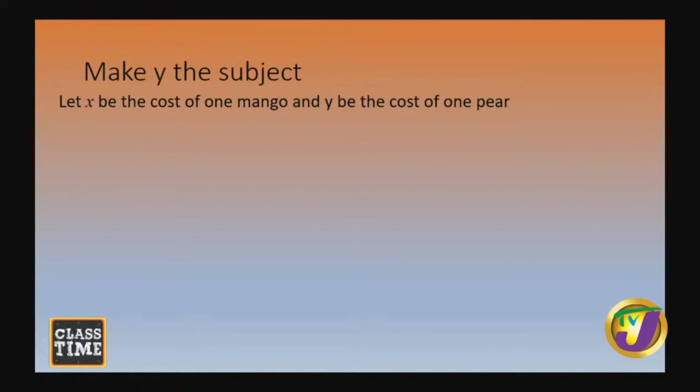Looking at the equation, it's 4 mangoes and 2 pears for $24. So 4x plus 2y equals 24, with x being the cost of 1 mango, so that 24 is the total cost for the 4 mangoes and the 2 pears. And for the next one, it would be 2x plus 3y is equal to 16, to $16. So now we have 2 linear equations.